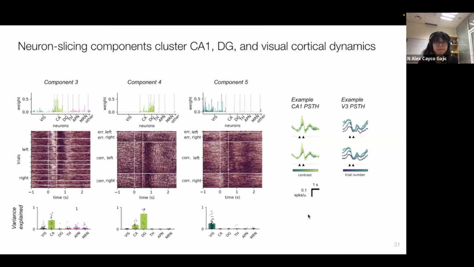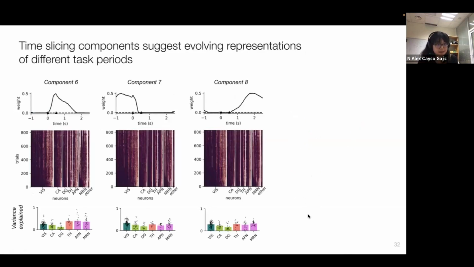And then if we look at the time slicing components, they seem to pick up specific time periods of the task. Component 6 is picking up the period around reward. Component 7 is picking up the time around the cue, and component 8 is picking up very late times in the task post reward.